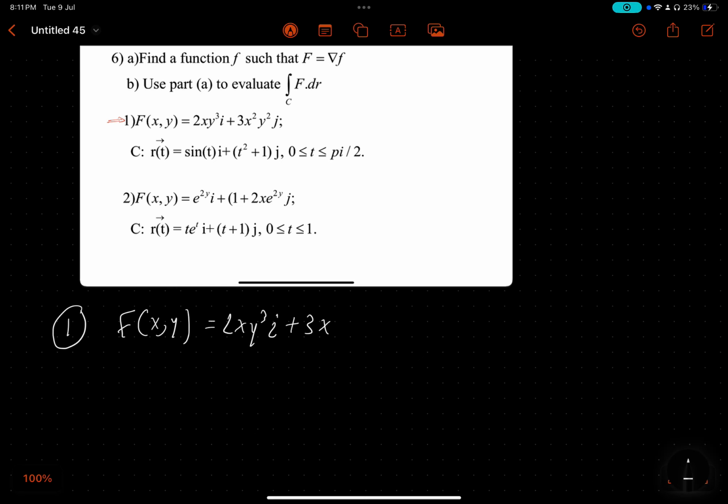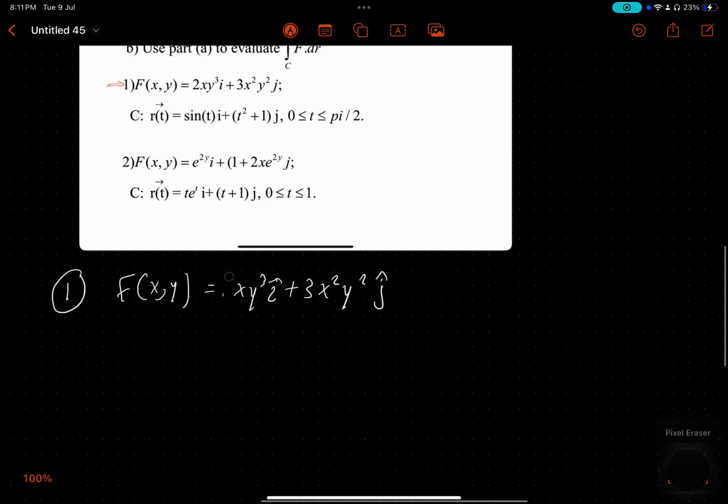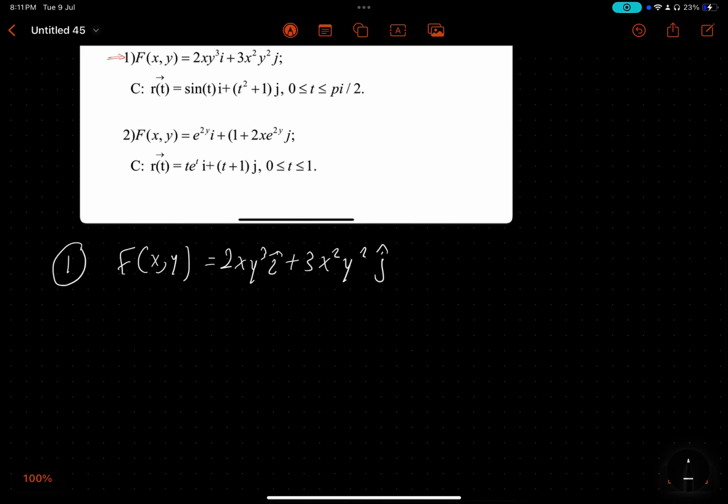plus 3x squared y squared j. Now, in order to find f, we can do the following. First we'll need to integrate F. So f of xy is going to be the integral of F of xy with respect to x, which is basically 2xy cubed. Of course we also need to substitute the values for x and y to get the parameterized function.